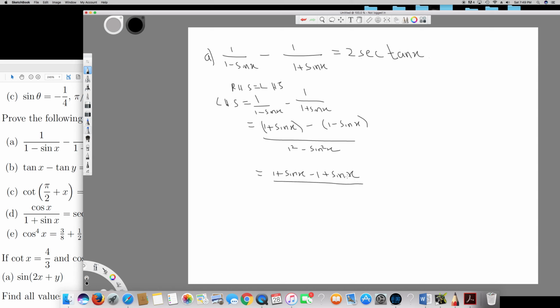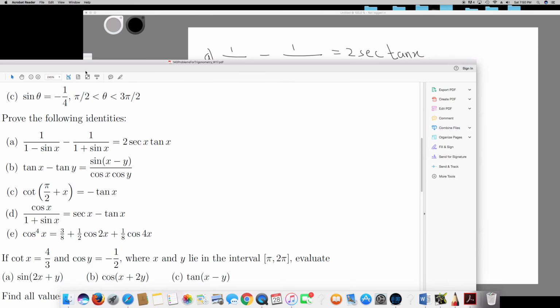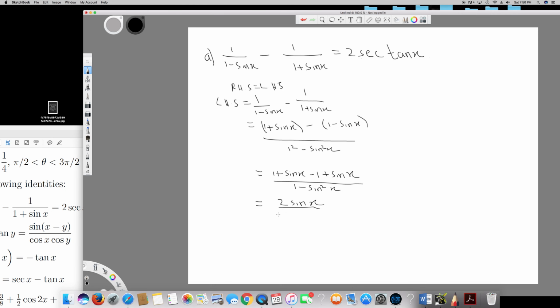Also 1 squared minus sine squared x is 1 minus sine squared x. The top is equal to 1 minus 1, which is 0, and sine x plus sine x, which is 2 sine x, over 1 minus sine squared x. We can write 1 minus sine squared as cos squared x. Therefore we have to show that it's equal to 2 sec x tan x.